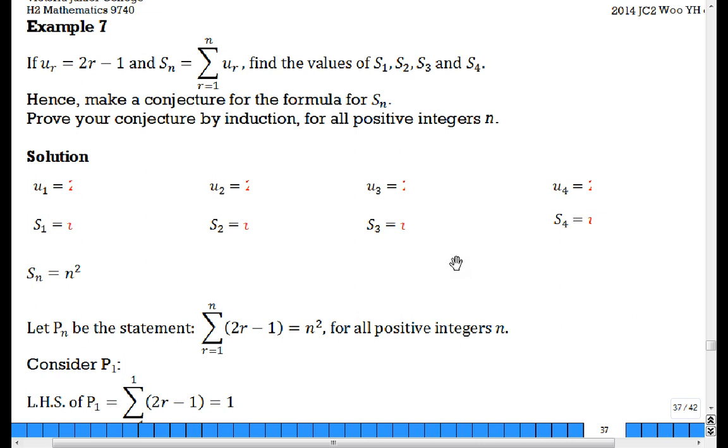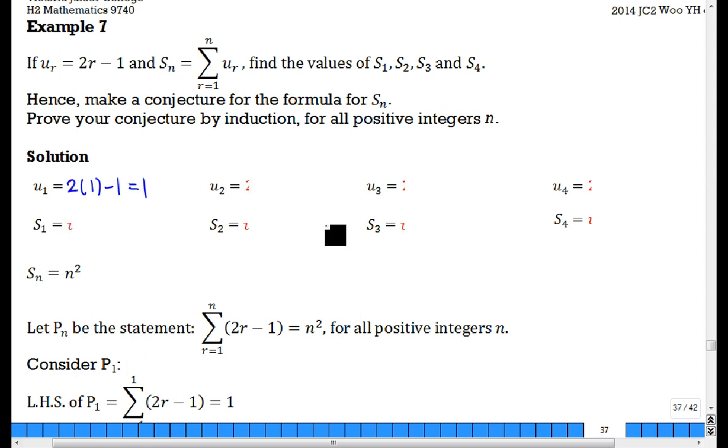Very quickly, find the values of S1, S2, S3, S4. S means sum to n terms. Never mind, let's do it, and it should be quite easy. What is U1? U1, you just write 2 times 1 minus 1, which actually equals 1. Then we do U1, 2, 3, 4 first. Then it's easier to find S1, 2, 3, 4.